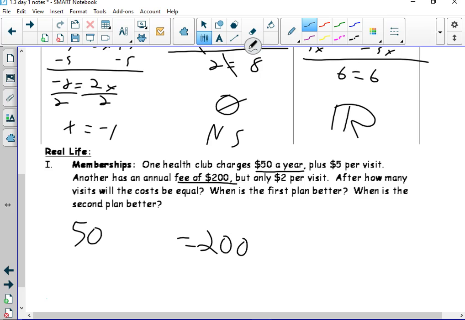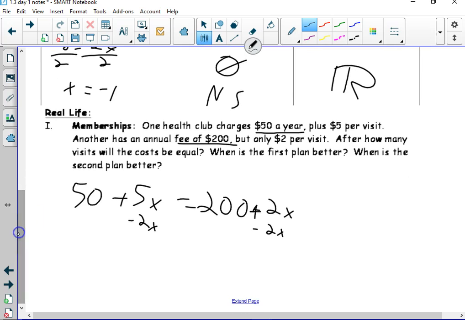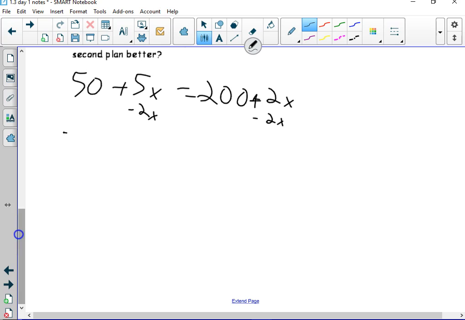All right. Then they charge $5 per visit. This one charges $2 a visit. What they want to know is how many visits until you break even at each place. So we just solved that. Again, don't stress. Just pick something. Okay? I'm going to move the 2x over to the left just because I know that will lead me to a positive 3x. And I just want to keep things positive. So that gives me 50 plus 3x equals 200.